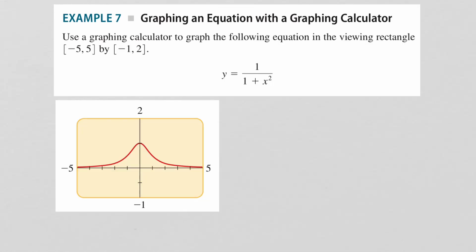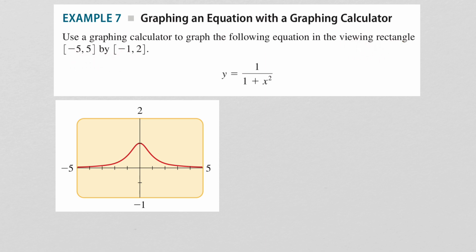Now for the equation y equals 1 divided by 1 plus x squared, we could graph this by hand. You would have to get a number of points because this graph is a little bit more complicated, and we'll learn more about how to graph functions like these in the future. So for this example, let's assume that we just use a graphing calculator to graph the following equation in the viewing rectangle that you see here.